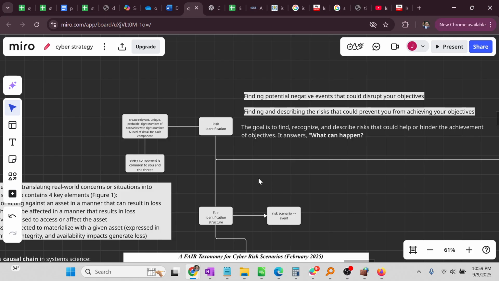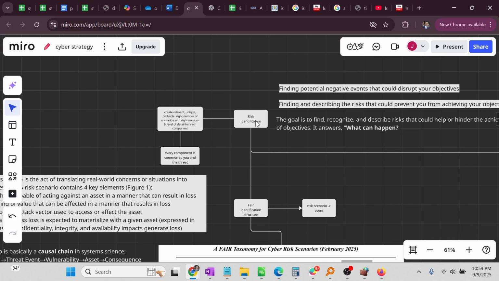For example, you have a database for CRM, and a hacker comes in and the database is stolen and encrypted, so you're not able to use it, and it disrupts your objectives of marketing and sales. So this is about risk identification.